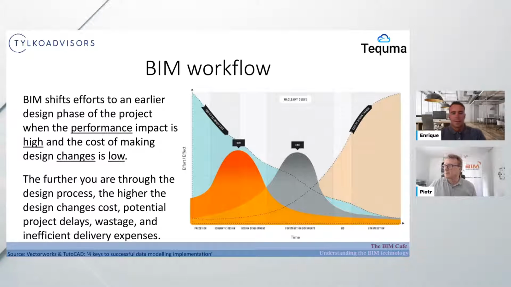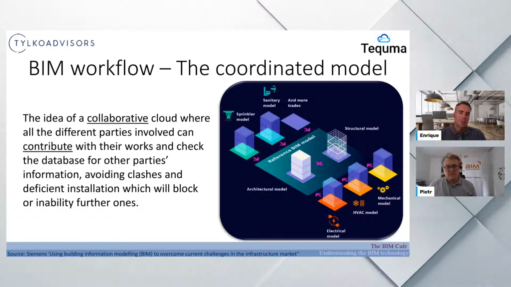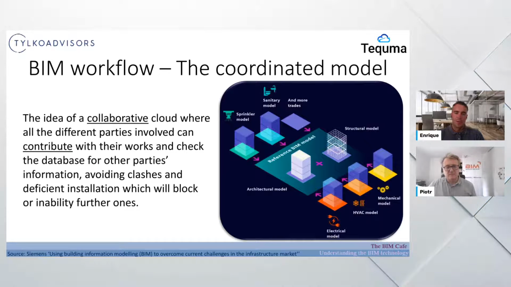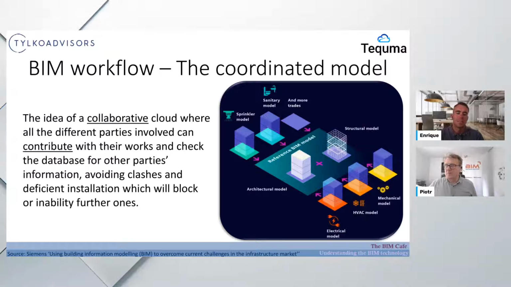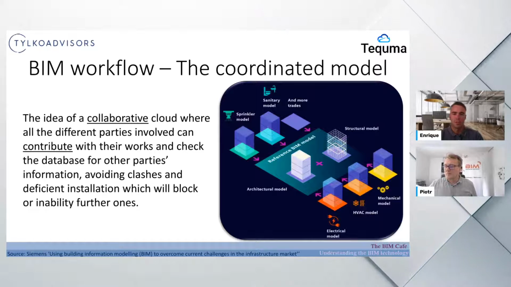Good. So we're going to talk about another concept in BIM, the coordinated model. To make all this happen, we need a coordinated model, also called a federative or federated model in some cases. The idea is this common data environment. Remember, we talked about this in the previous episode, CDE or common data environment.